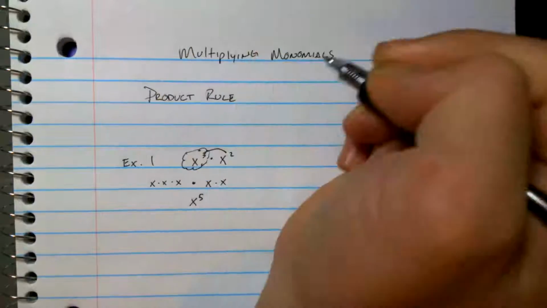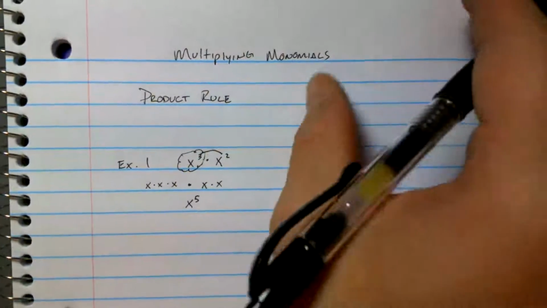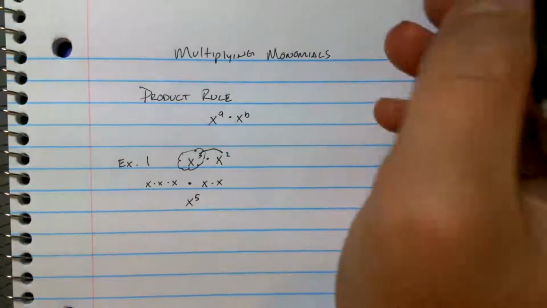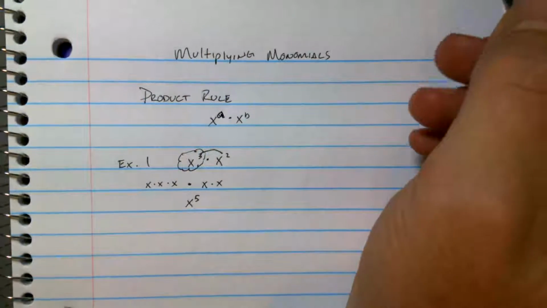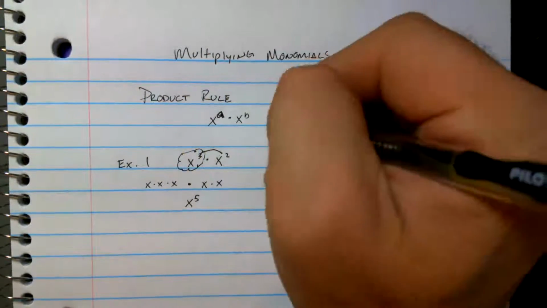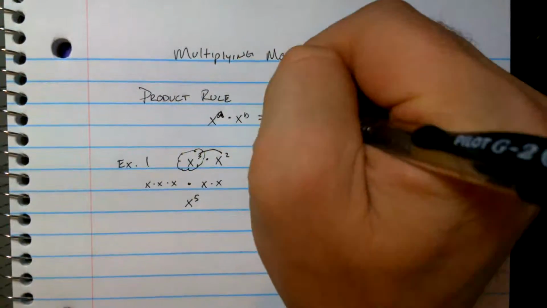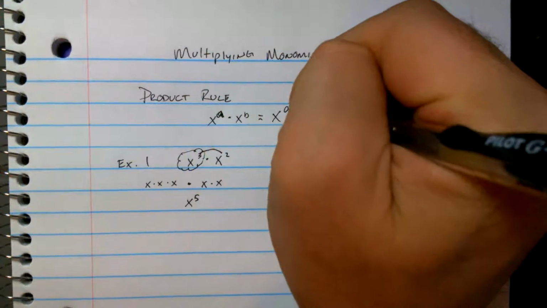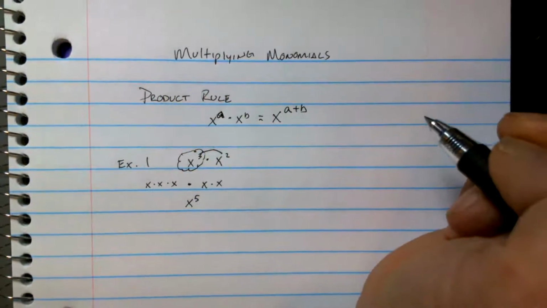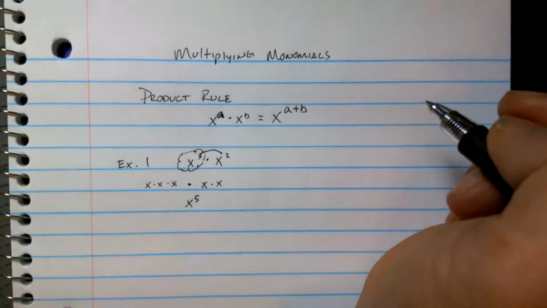the product rule. Okay, and the product rule is as such: x to the a times x to the b, and that's an a, not a 9. Okay, x to the a times x to the b is equal to x to the a plus b. That's it. That's all it is.